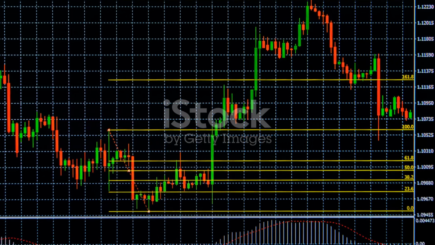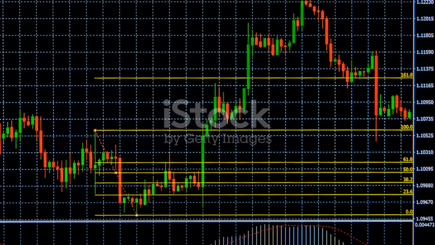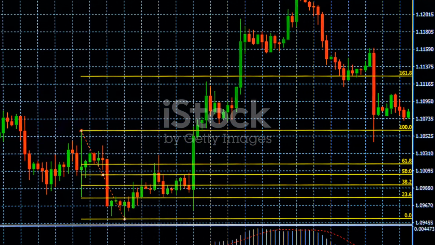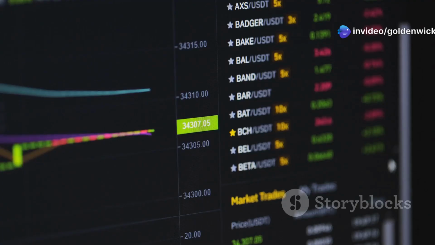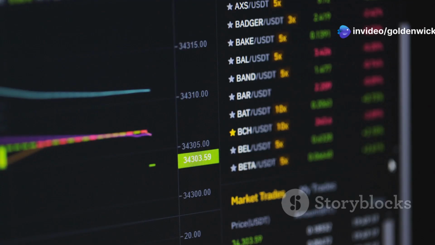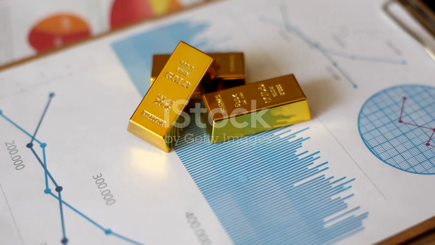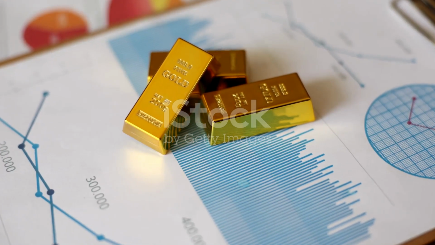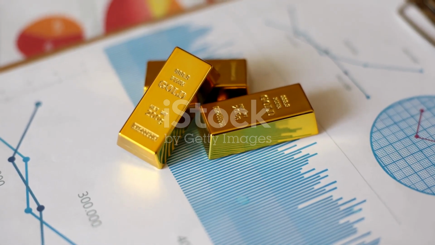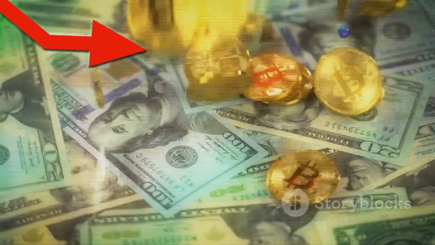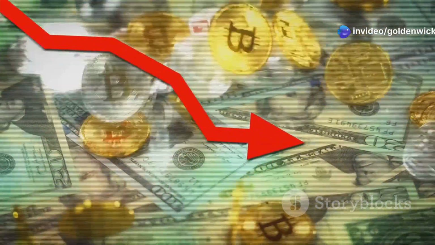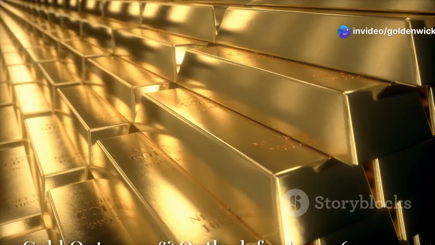A bounce from the 38.2 or 50% level would suggest a strong underlying bullish trend. On the other hand, a deeper retracement to the 61.8% golden zone could still be a healthy pullback, offering a pretty good buying opportunity before a continuation of the upward trend. But a break below the 61.8% level would raise concerns about the short-term bullish bias.